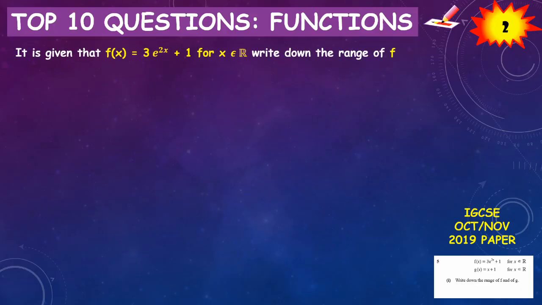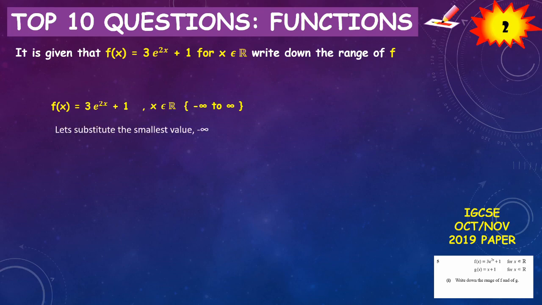It is given that f(x) equals 3 multiplied by e to the power of 2x plus 1 for all real numbers for x. Write down the range of f. We approach this question just like how we approach any question that asks us for range. We substitute the smallest value and also the biggest value to see the result.